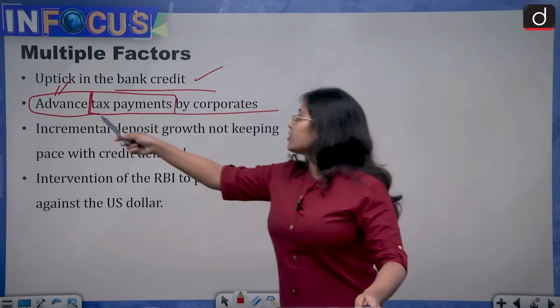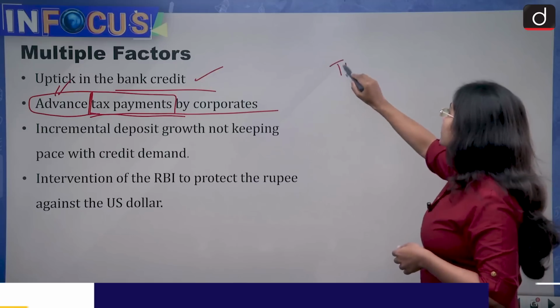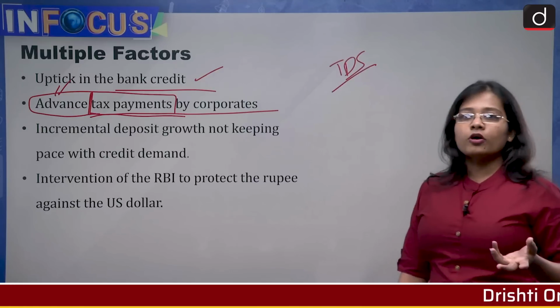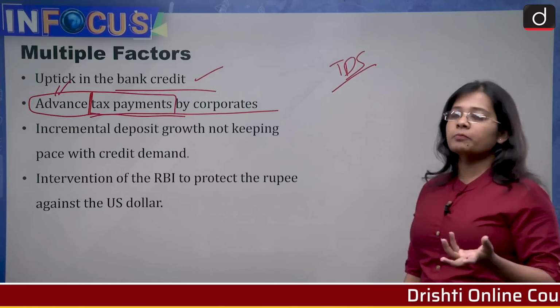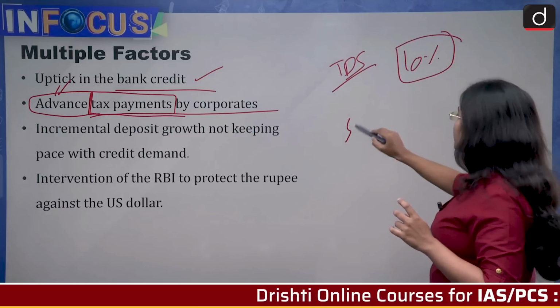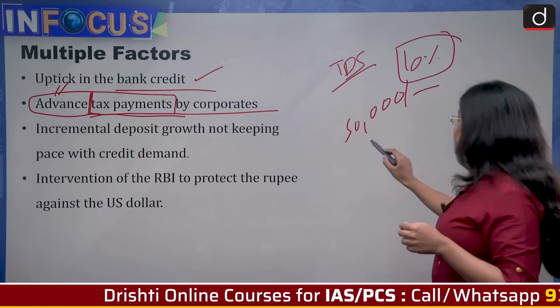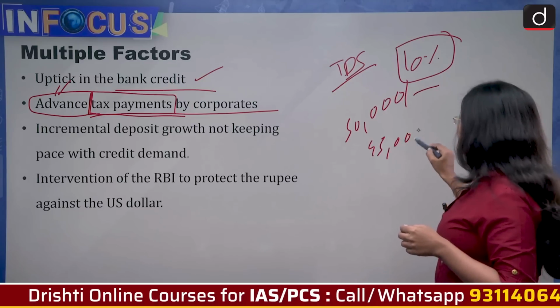So what happens when advance tax is there? Like for example, take the example of TDS. For example, if someone is working in a company, 10% TDS is cut. So for example, a person has a salary of 50,000 rupees and he is getting in hand 45,000 rupees.